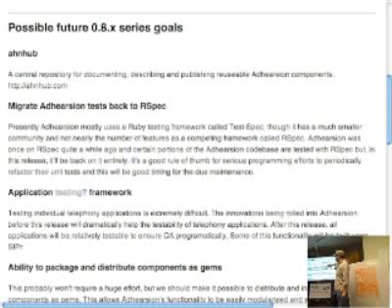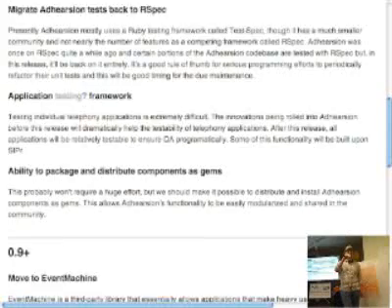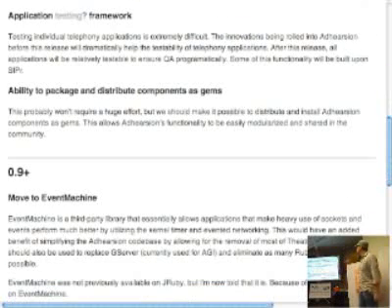And that actually goes into the next piece about the application testing framework. Really, I think that speaks directly to components, being able to test these units of functionality within Adhearsion applications. So yeah, a lot of testing. We'd like to see a lot more of that.